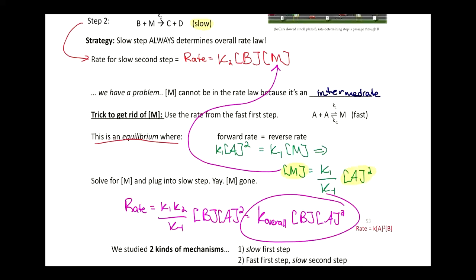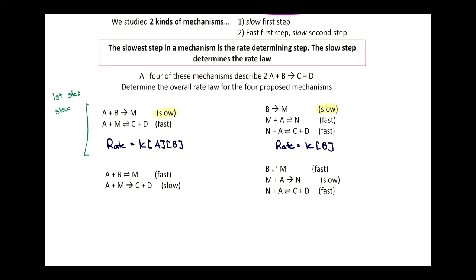All right, so let's put it all together. Okay, remember, there's two types of mechanisms. The first one is slow first step. We already did those. Those ones are easy, straightforward. Sorry, I shouldn't say easy. They're straightforward. So here's 4 different mechanisms. Let's get the rate laws for all of them. So I already did the first ones for us because they're the slow first step. So here, this first one, the slow step is the first step. So this rate law is first order with respect to A and B. You just ignore the second step.